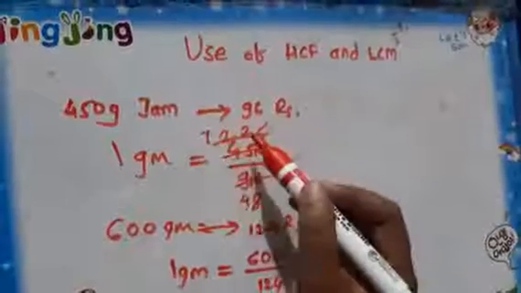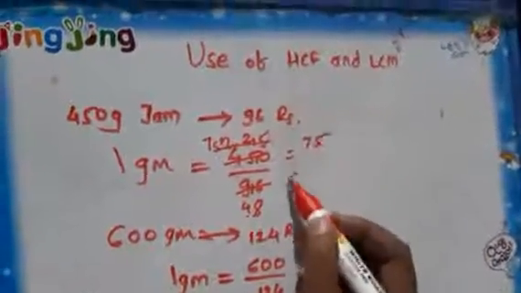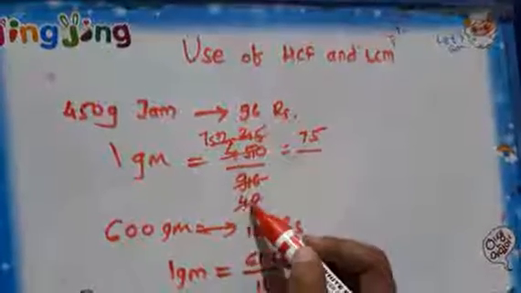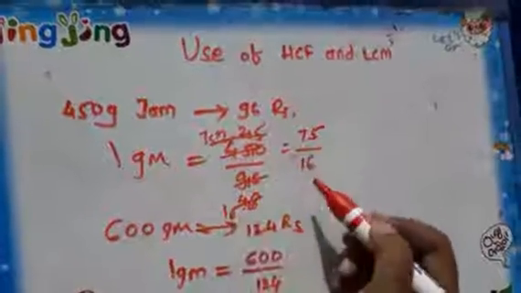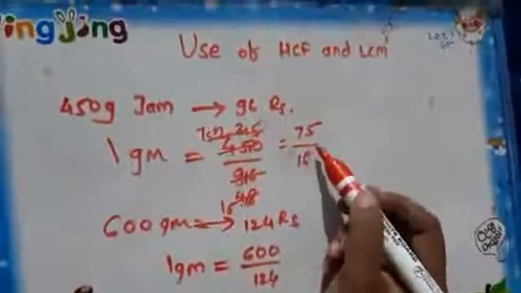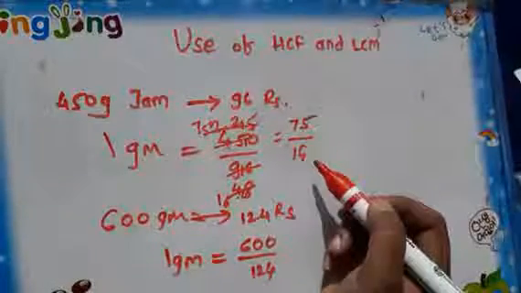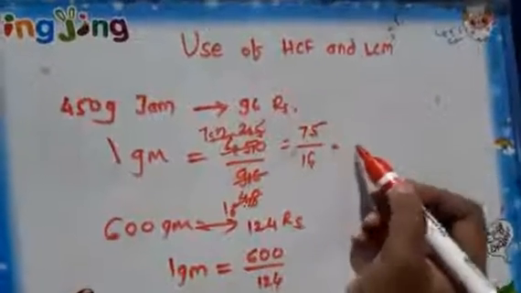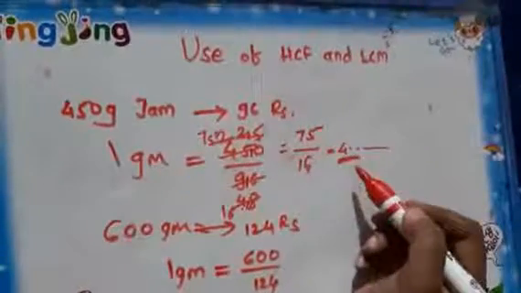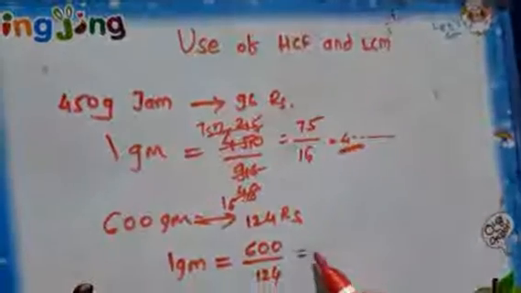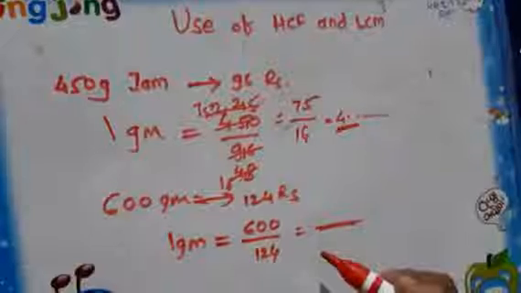3 7s are 21, 1 will remain, and 3 5s are 15, so upside we will get 75. And here 3 1s are 3, 1 will remain, 3 6s are 18, so here we will get 16. If you see these numbers, the number we get after this division will not be a whole number, it will be like 4 point something. So in this way we have to calculate this price. We are not going to do it this way.